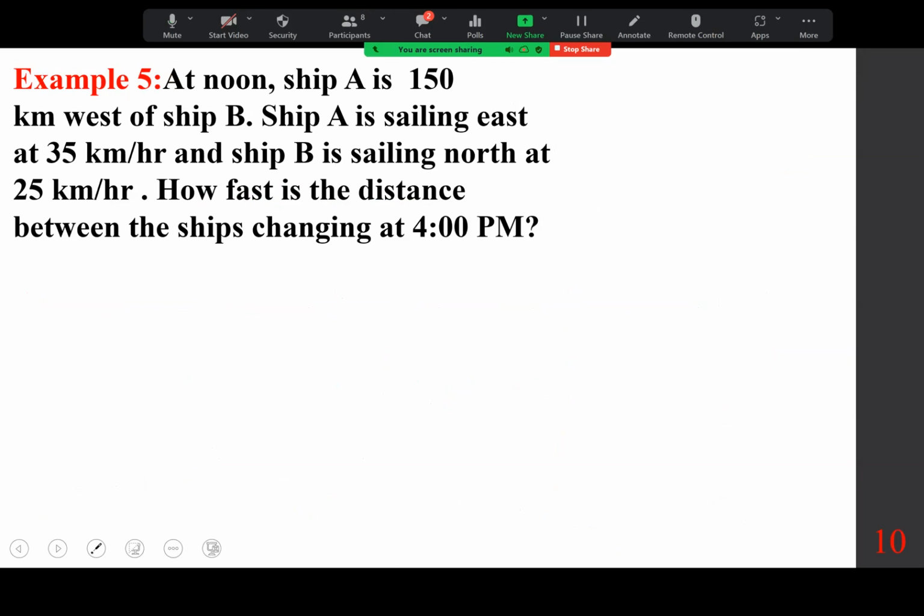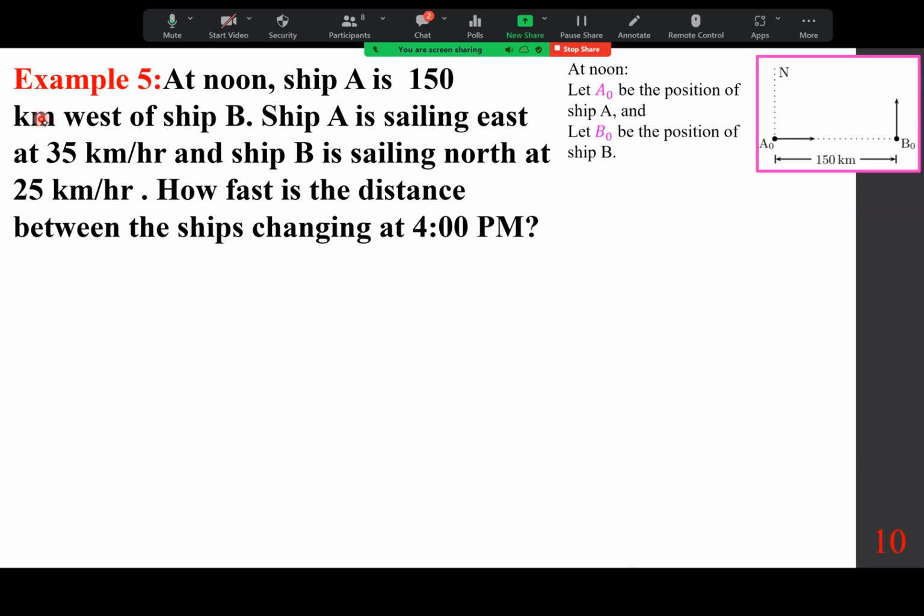Perfect. So again, we have a word problem. There is a setting we want to discuss. We want to make sure everybody understands what's going on, so we're going to start from the get-go. At noon, the distance between the two is 150 kilometers. So here's the situation. At noon, A sub 0 is the initial placement of ship A, and this is north. And here's the initial value of B, the second ship.